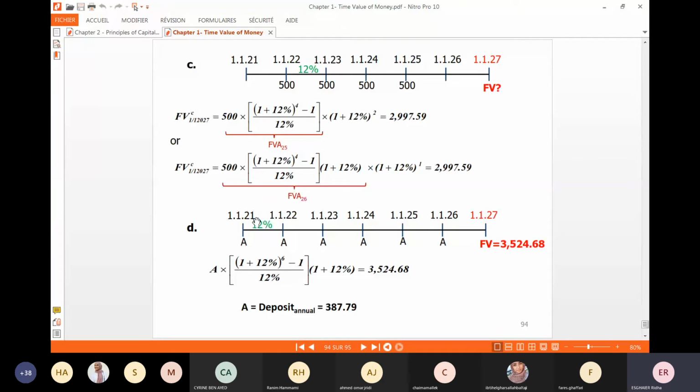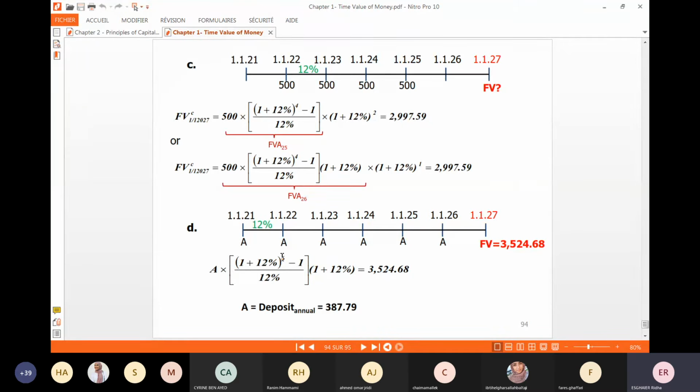A times 1 plus 12% power 6, plus A times 1 plus 12% power 5, plus A times 1 plus 12% power 4, until A times 1 plus i power 1, and solve for A. We can do this mathematically. To determine the constant A, we need the formula of the annuity. Now, will we use the formula of an ordinary annuity or the formula of an annuity due?